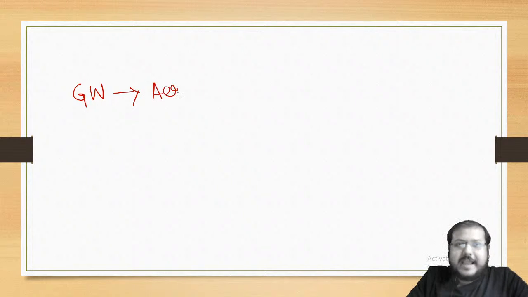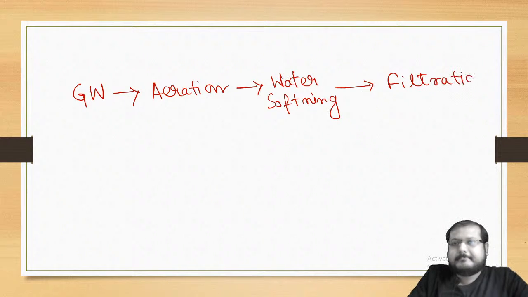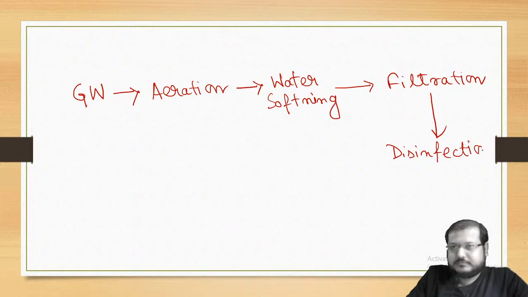So first there will be aeration technique, then there will be water softening process because hardness will be higher in groundwater. Then there will be filtration because dissolved solids are present. Then there will be disinfection. And finally it will get supplied.